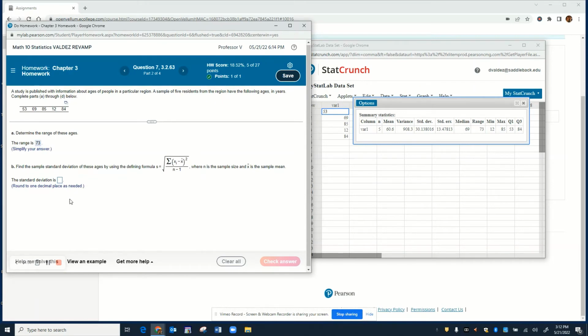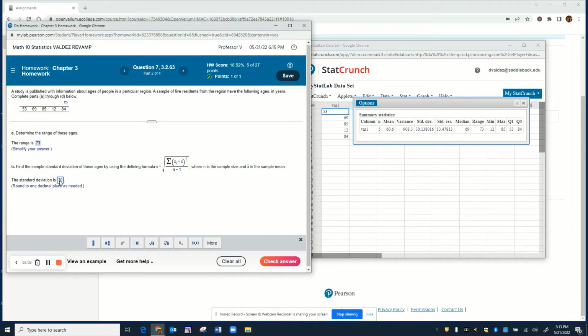Find the sample standard deviation using the formula. Don't use the formula, just use StatCrunch. And it says the standard deviation is 30.138. This time we're only rounding to 1 decimal place. You guys, they're gonna change their mind about the number of decimal places, so just pay attention. So just 1 decimal place, that's gonna be 30.1.